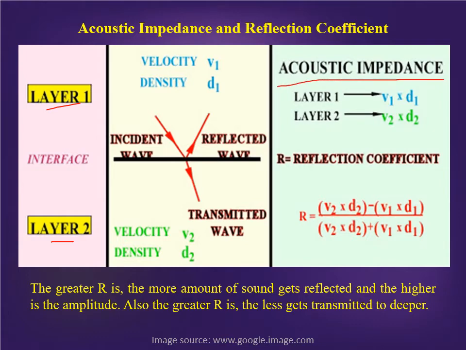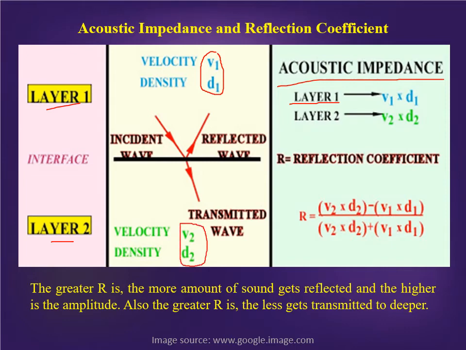Now what is acoustic impedance? It is basically the multiplication of two properties: the velocity of the wave within that layer and the density of the layer. So the acoustic impedance of layer 1 is the multiplication of velocity and density, that is V1 and D1, and the acoustic impedance of layer 2 is the multiplication of V2 and D2.